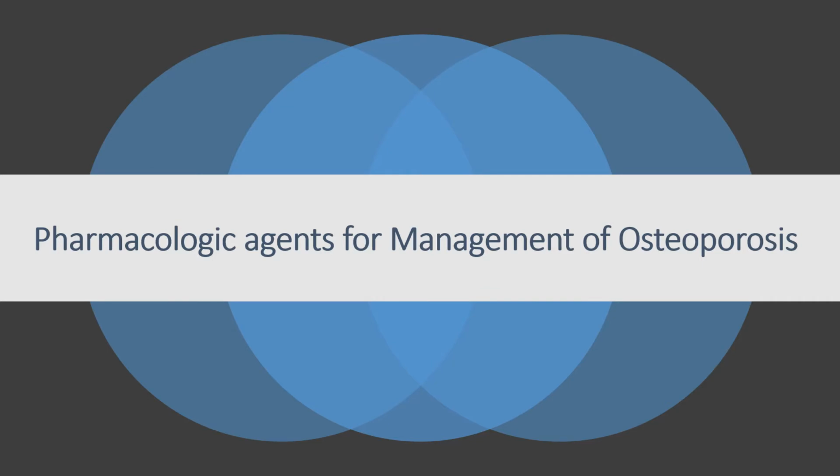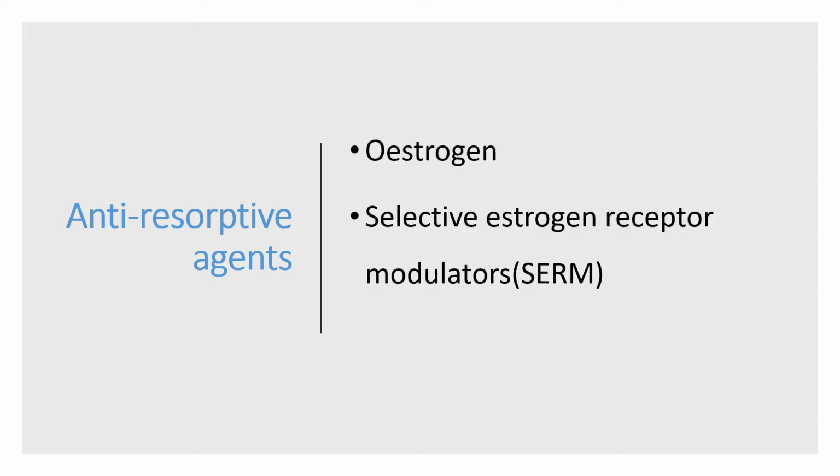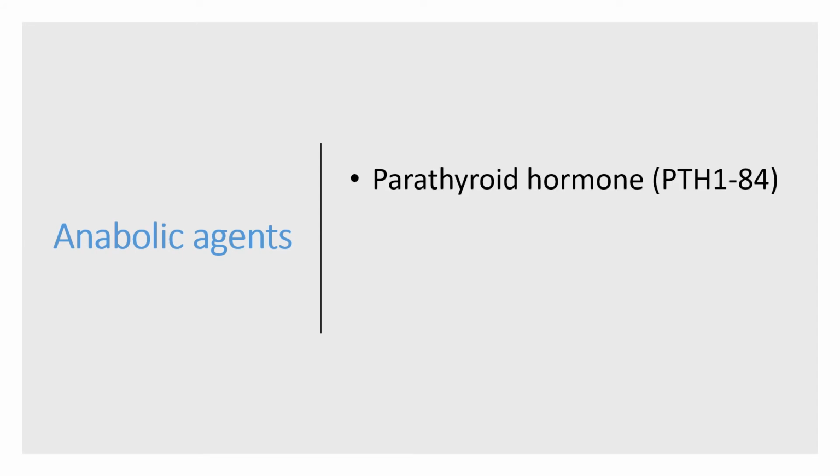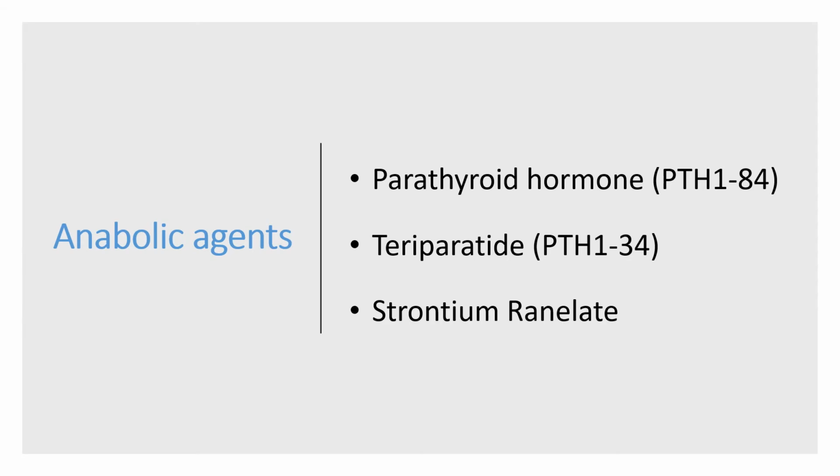Now specifically coming to the pharmacological management of osteoporosis, you can broadly divide these into two: the anti-resorptive agents and the anabolic agents. The anti-resorptive agents first of all include the estrogen, then selective estrogen receptor modulators, or what we call SERMs, and the most commonly and frequently used, which we are going to discuss right now, the bisphosphonates. The other category is anabolic agents, and the important ones are three: parathyroid hormone, teriparatide, and strontium granulate.